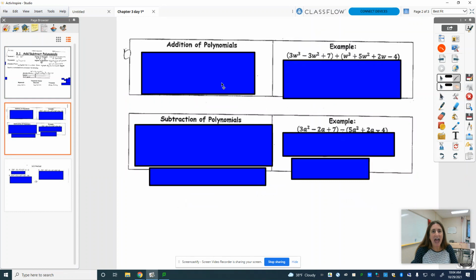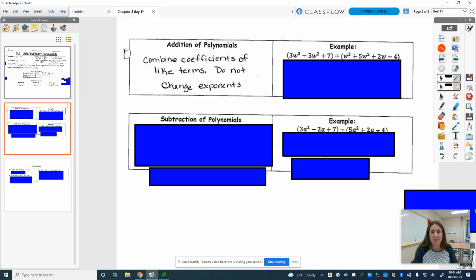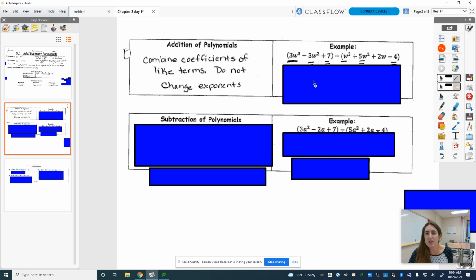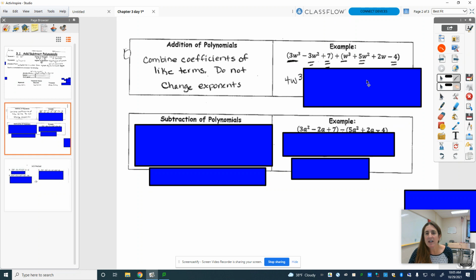Let's move on to actually adding some polynomials. So when adding, you're going to combine coefficients of like terms, but don't change the exponents. So the exponents are not going to change their power. If it's a w to the third, like in this first example here, it's going to stay a w to the third when you combine it with this w to the third. So if you take the 3w to the third, it would combine with w to the third, and that would give us 4w to the third.